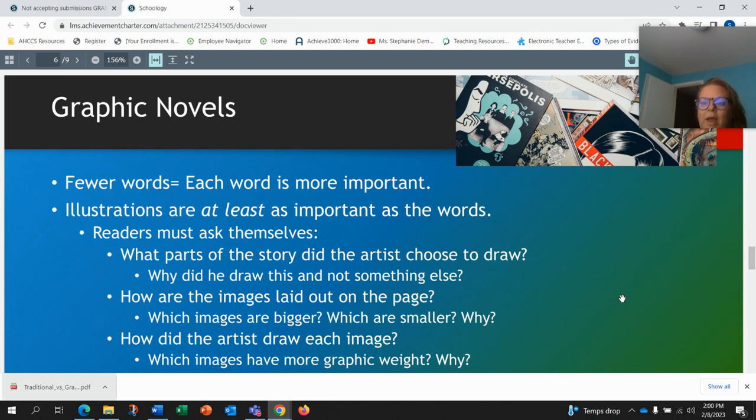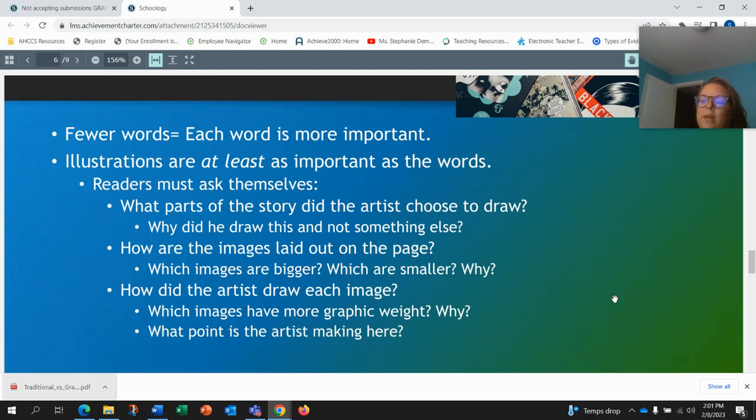So, as you're looking at a graphic novel, some things you should think are: what parts of the story did the artist choose to draw? Why did he draw this and not something else? How are the images laid out on the page? Which images are bigger? Which are smaller? Why? How did the artist draw each image? Which images have more graphic weight and why? And what point is the artist making here?